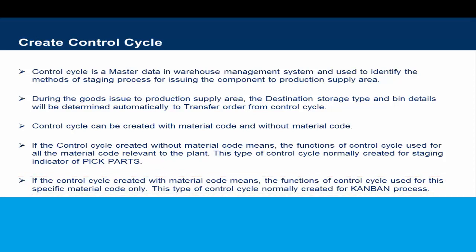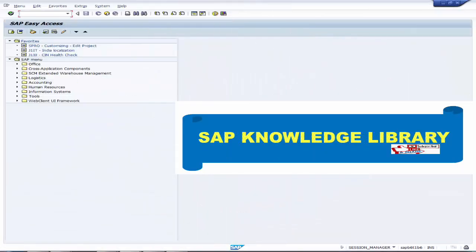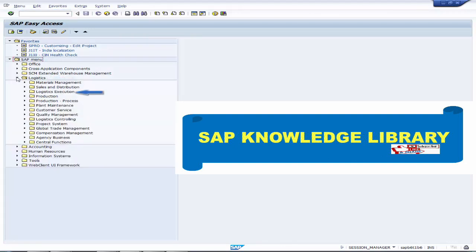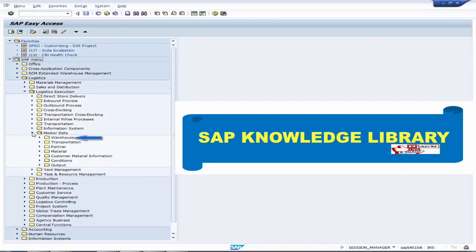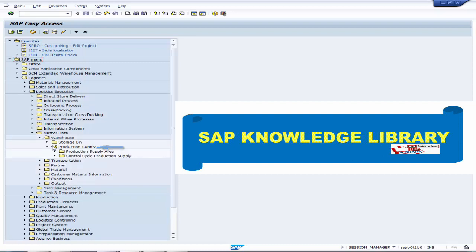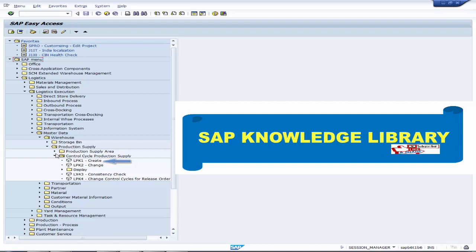Now let's see the process to create the control cycle in SAP. User can directly use the transaction code LPK1 to create the control cycle, or use the following menu paths. Select logistics, execution, master data, warehouse, production supply, control cycle production supply, LPK1 create. Double click on the transaction code.